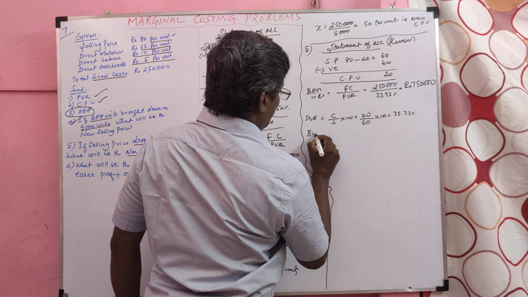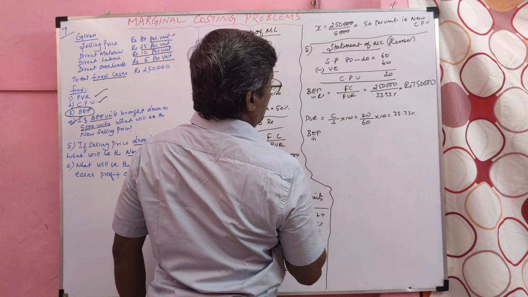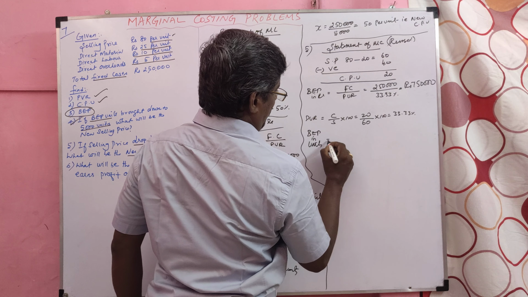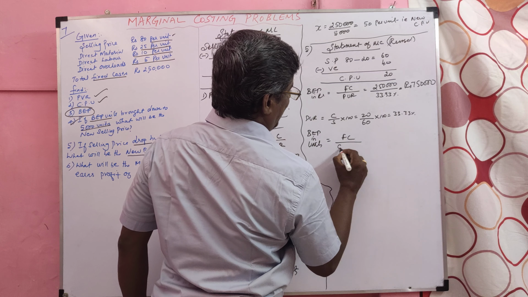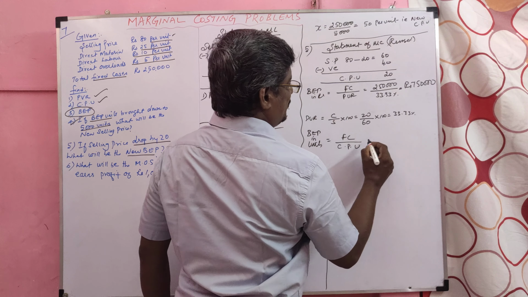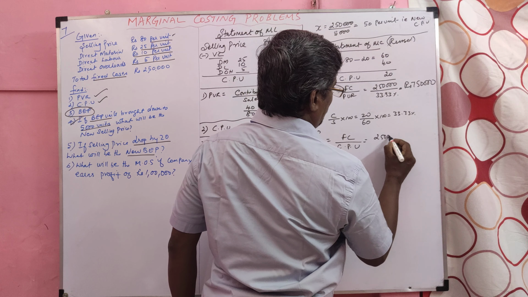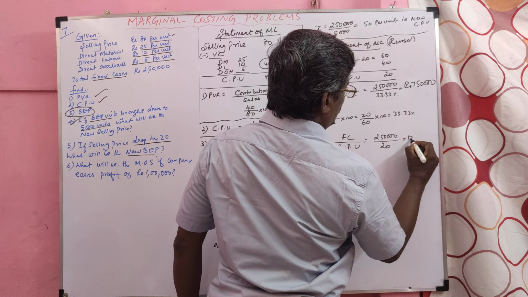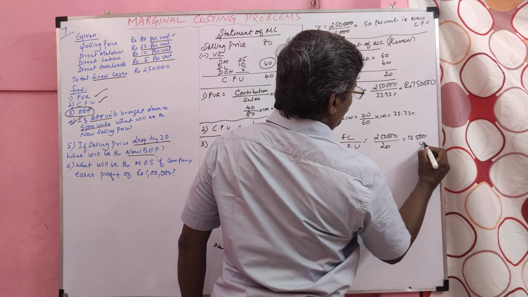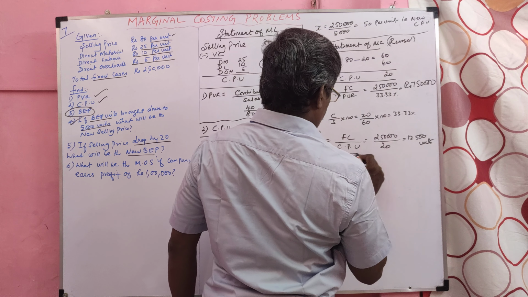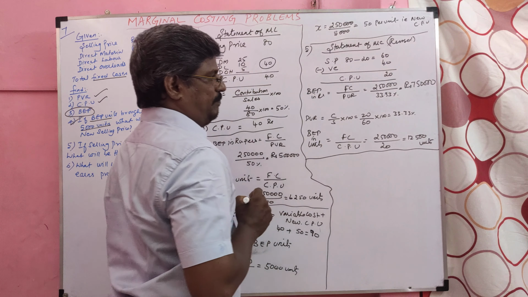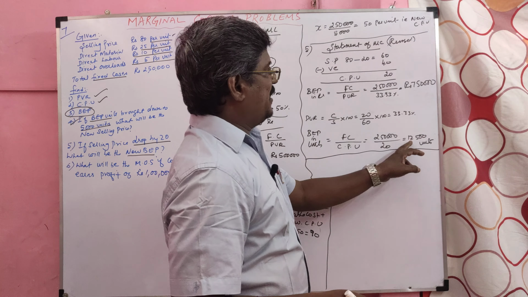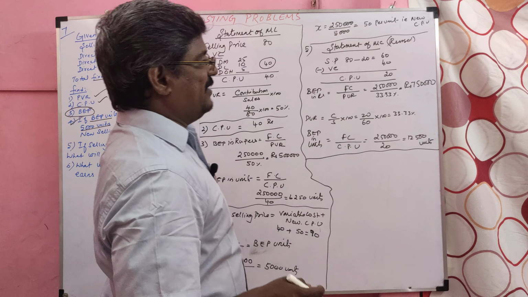Now we have to find BEP in units also. Fixed cost divided by contribution per unit. Fixed cost we know 2,50,000. Contribution per unit how much? 20 rupees. So 12,500 units we have to sell for BEP. So 12,500 into 60 equal to 7,50,000.